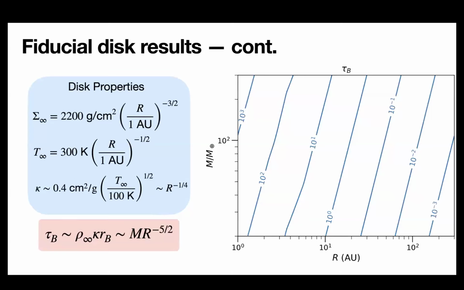We can ask, why is this happening? What is driving this accretion suppression in the inner disk? And we find that it's mainly a function of the inner disk being very dense and very optically thick.